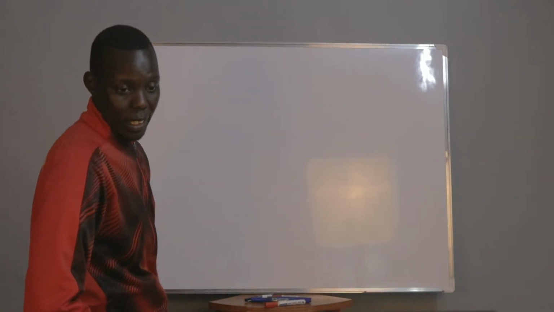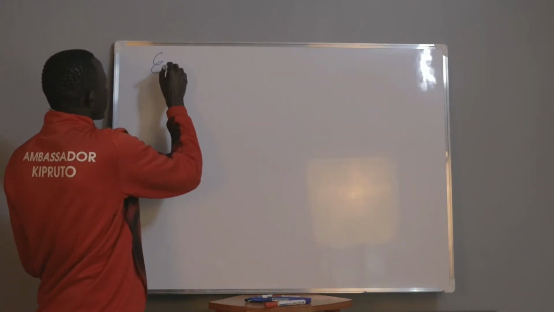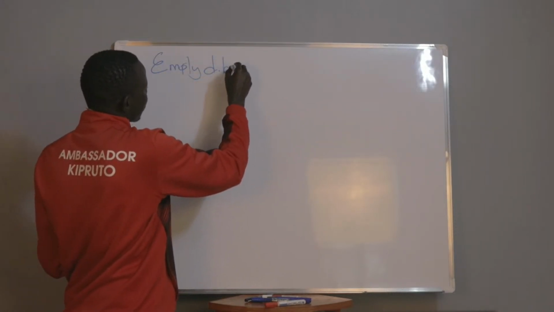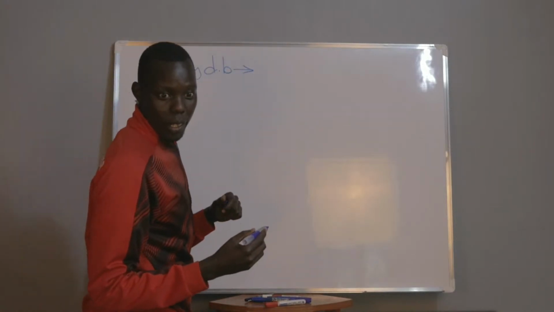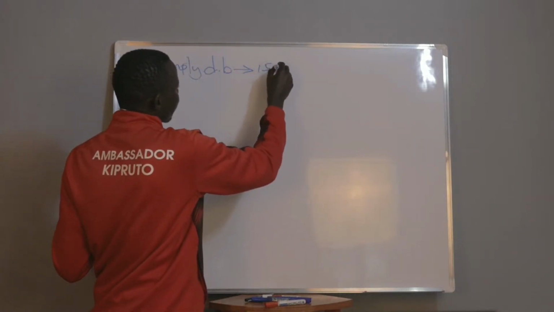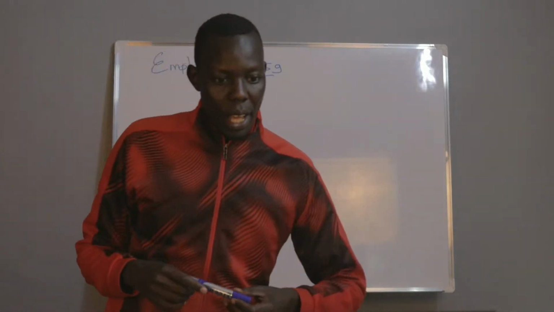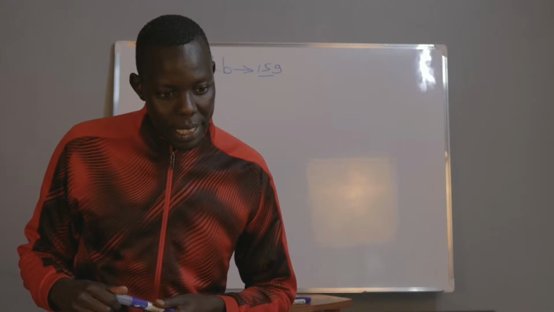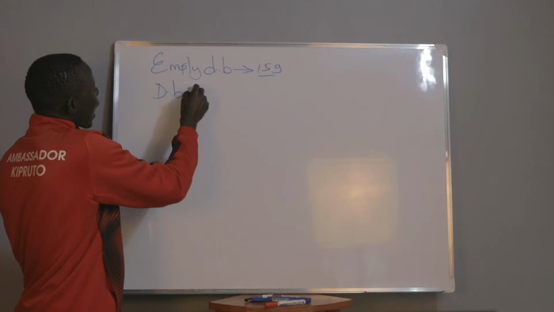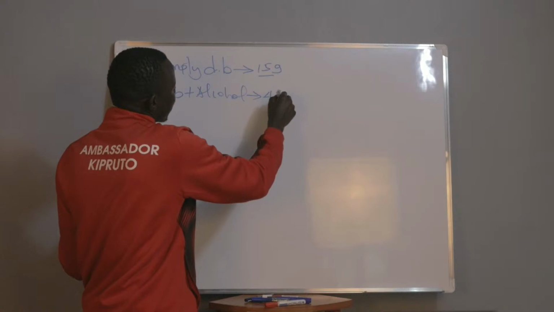I can write the question first. An empty density bottle. So I write it like this: empty density bottle. It has a mass of 15 grams. When full of alcohol, its mass is 47 grams. So I write DB plus alcohol, that is when full of alcohol, its mass becomes 47 grams.